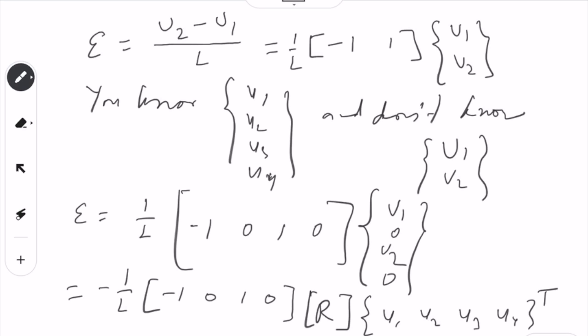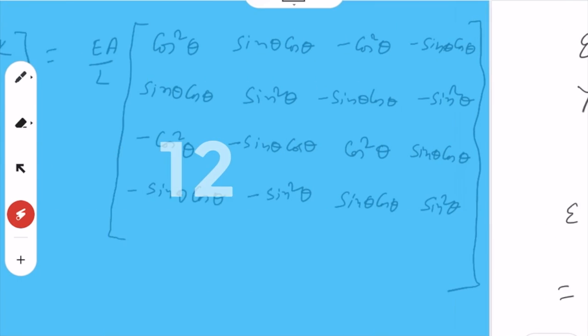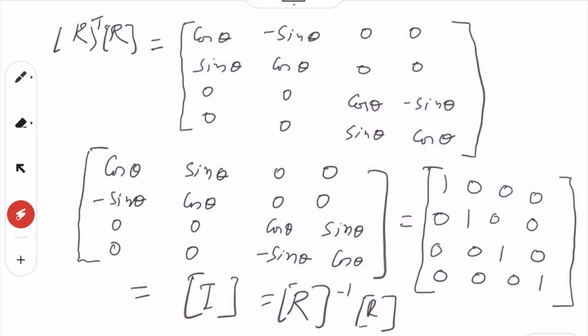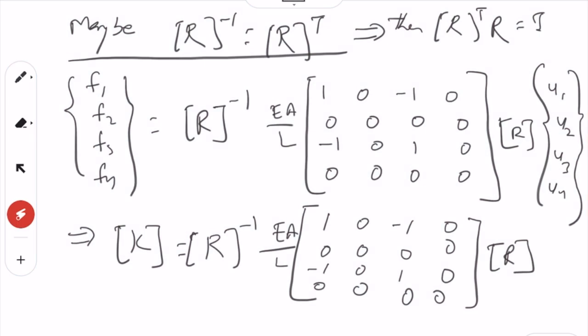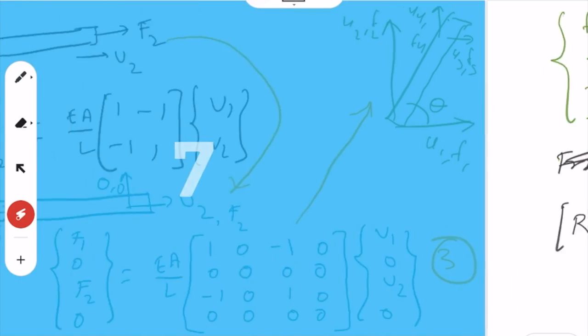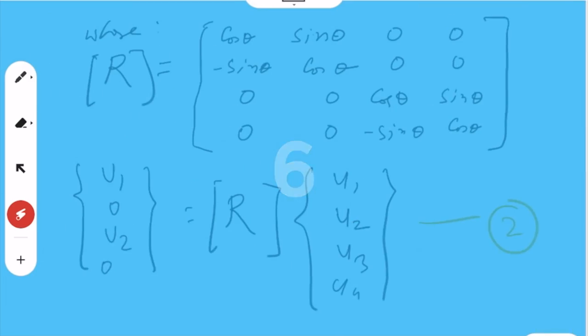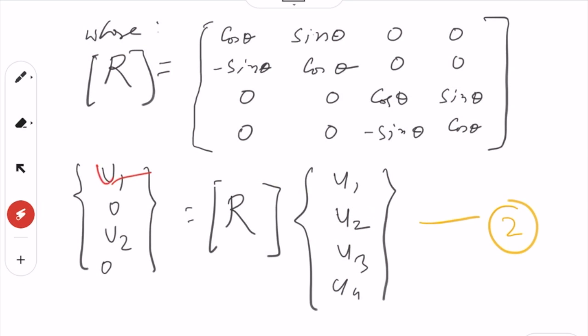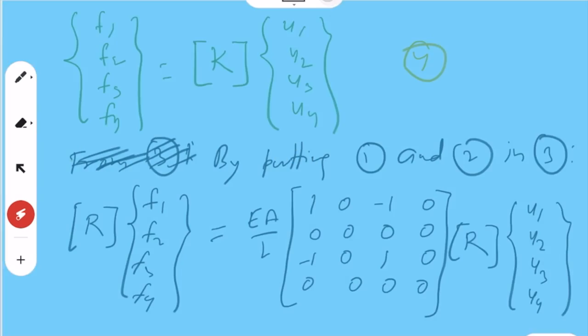So that really means, what identity have I used? u1 0 u2 0 is equal to R times this one. So I am using this identity. If you know this, you can find out this, and if you have this one, you can find out the strain and even the stress as well.